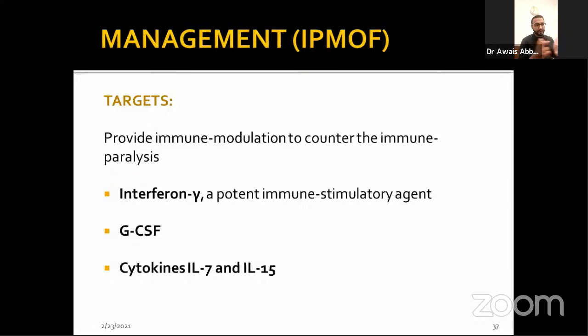A very brief management review of IPMOF. Since it is an immune paralytic state, we target providing immune modulation to counter this immune paralysis. There are three therapies that I have searched in the literature. One is interferon gamma, a potent immune stimulatory agent. Other is GM-CSF, the granulocyte macrophage colony stimulating factor. And the third is cytokines, that are interleukin 7 and interleukin 15.